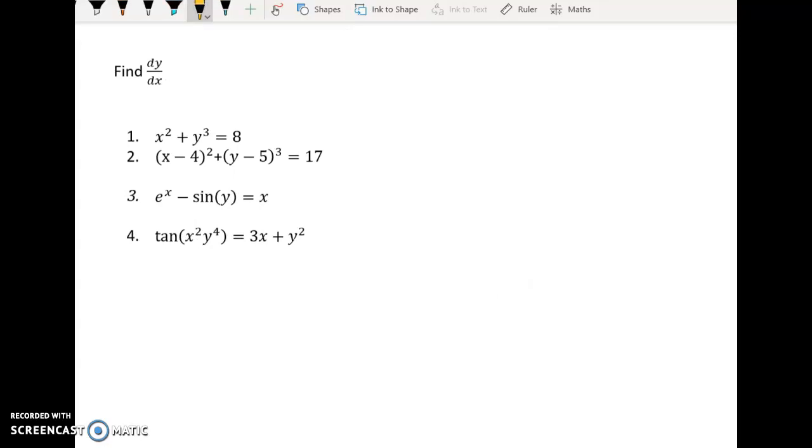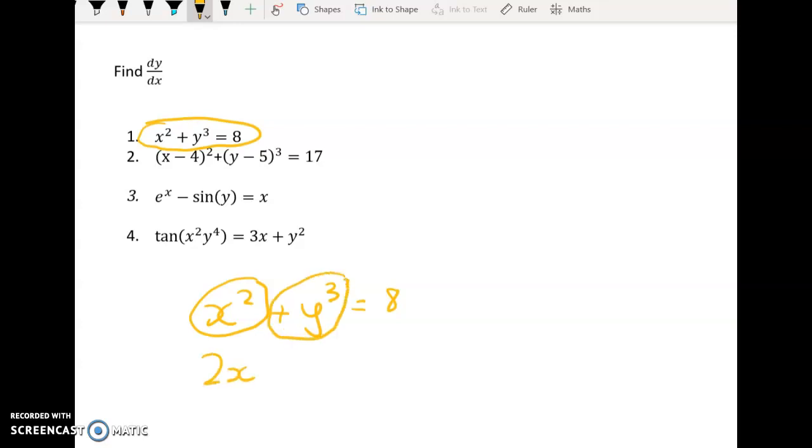So the basic idea is that we're doing the chain rule and we're going to differentiate with respect to either x or y and then just chain rule each problem out. So with this first one, x squared plus y cubed equals 8, we look at the first term and we differentiate with respect to x. That gives us 2x. We look at the second term and we can't differentiate with respect to x, but we can differentiate with respect to y. And then we multiply through by dy by dx, right?